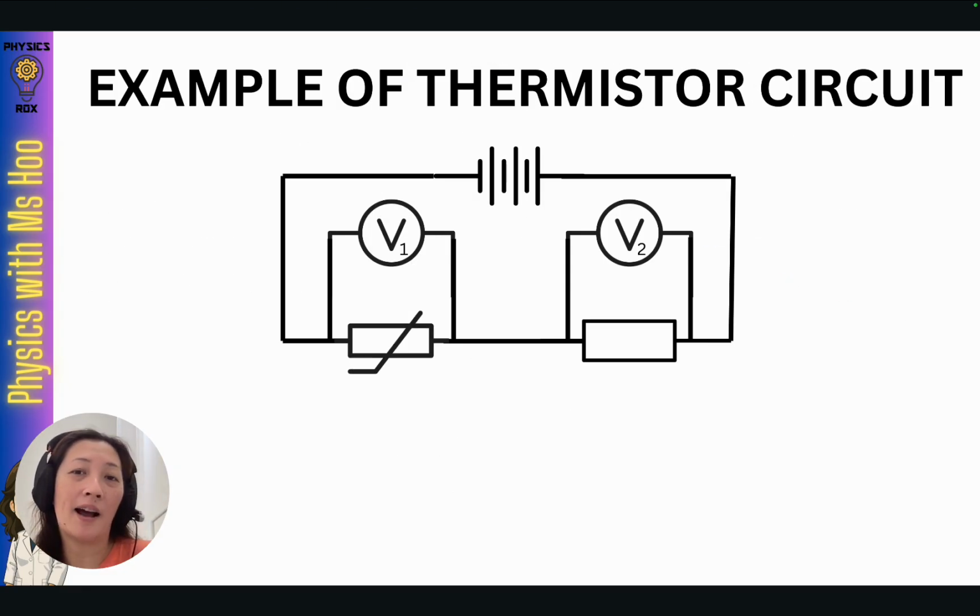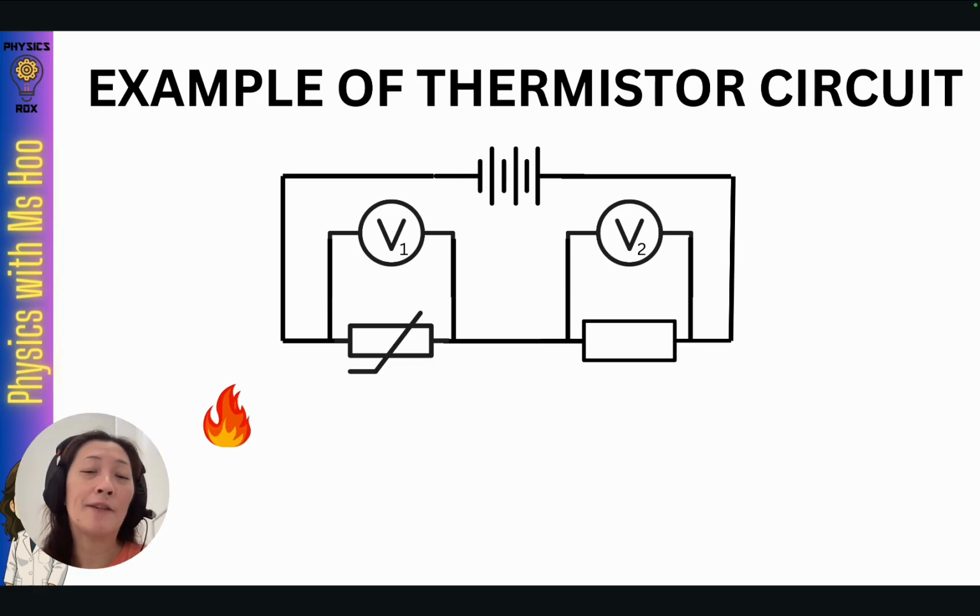Now let's take a look at how the thermistor can automatically influence the potential difference of a circuit. Now again, in this circuit, it's a very basic one. We have a battery, a fixed resistor, and a thermistor this time. We have a voltmeter labeled V1 across the thermistor and a voltmeter labeled V2 across the fixed resistor. We're going to look at this similar to how we understood the LDR circuit. But this time, because the thermistor responds to heat, we're going to look at the conditions of hot and cold.